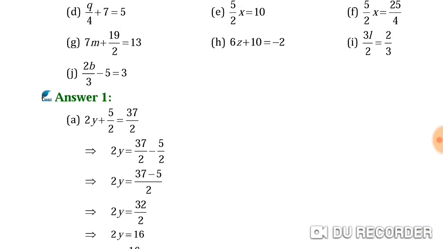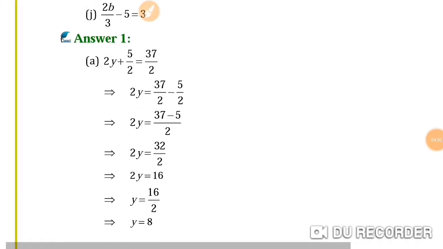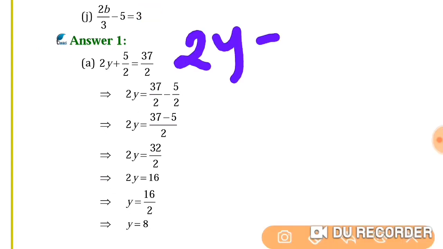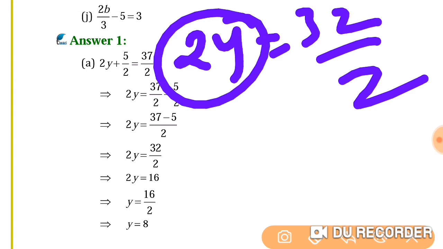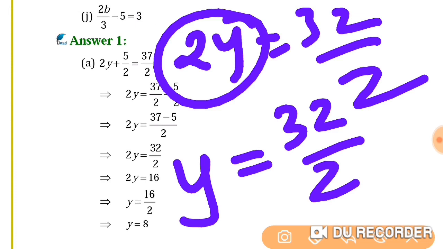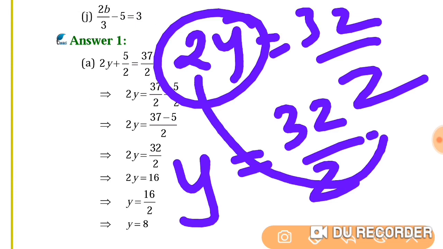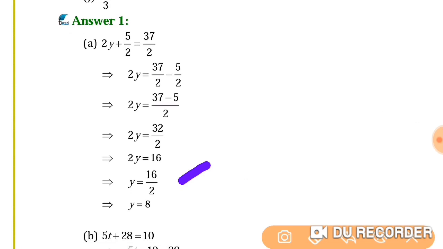If this is the case, then what is the next step? It becomes 2y is equal to 32 by 2. But we don't want 2y; we need only y. So if you want y only, I want to transfer the 2 to this side. There is a multiplication between 2 and y, so it becomes division by 2. Here are the steps written directly.